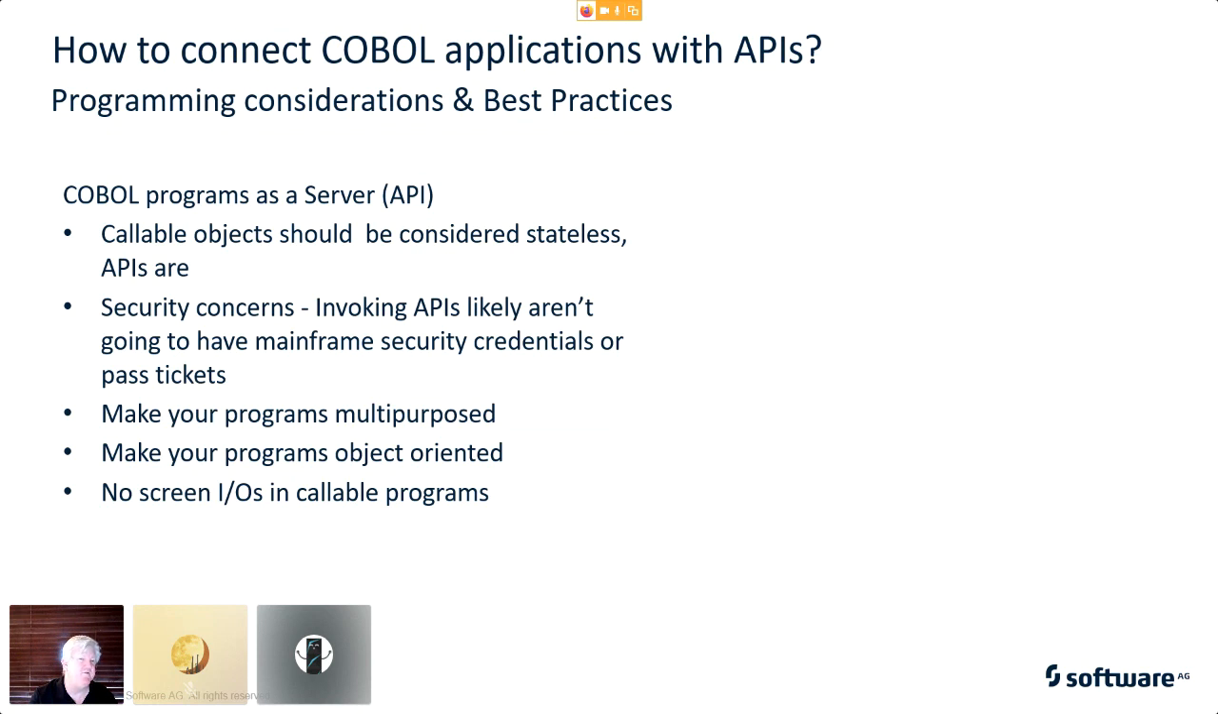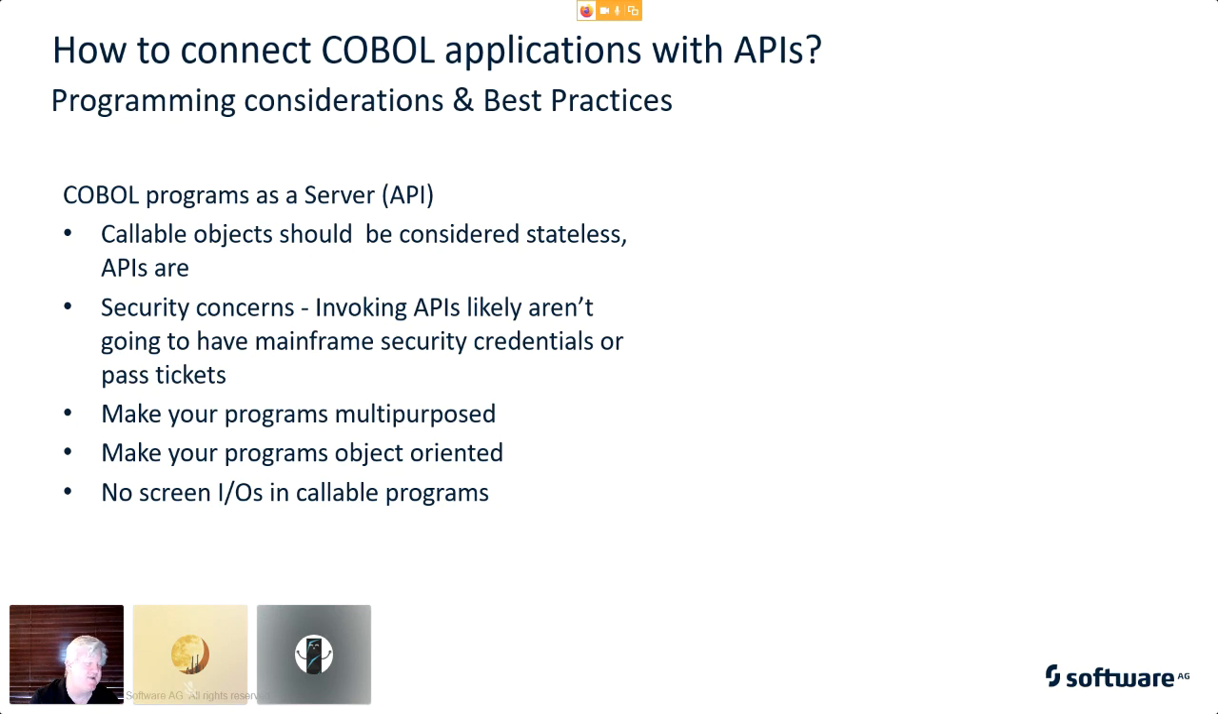We're going to talk about it first as COBOL programs as a server. They're the called API. So the first thing, callable objects: your COBOL code, when you're writing it, you have to consider it stateless. That means that I'm going to have a call. I can't rely on any previous information. I can't rely on anything that happened before.